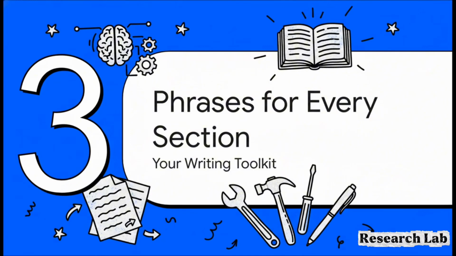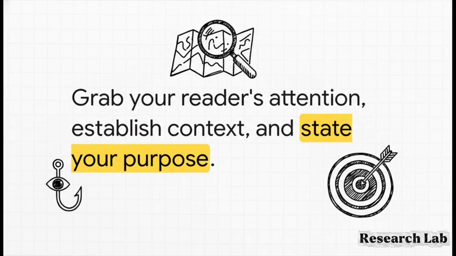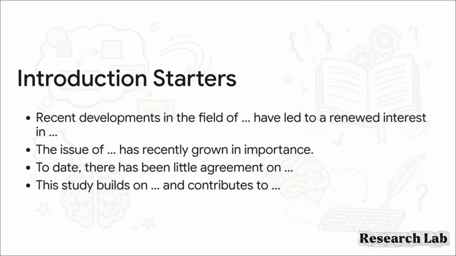So how does this actually work when you're writing? Well, let's look at some of these sentence skeletons for each part of a typical research paper. Think of this as your new go-to writing toolkit. All right, first up, the introduction. This is where you have to hook your reader, set the scene, and spell out the purpose of your work. Having a few of these starter phrases can make a world of difference. Just take a look at these.